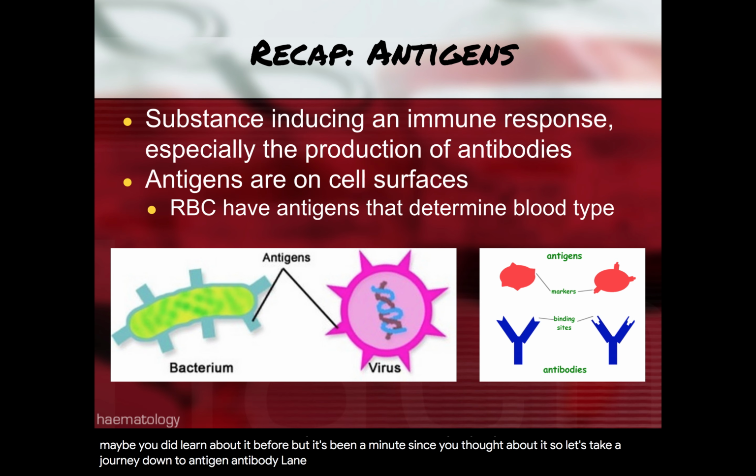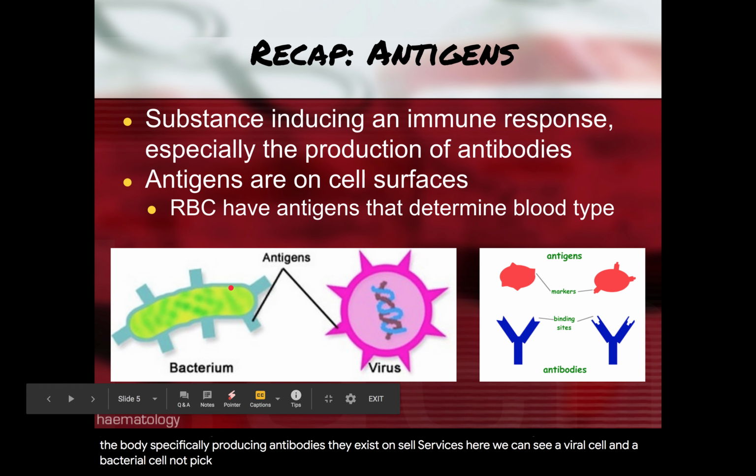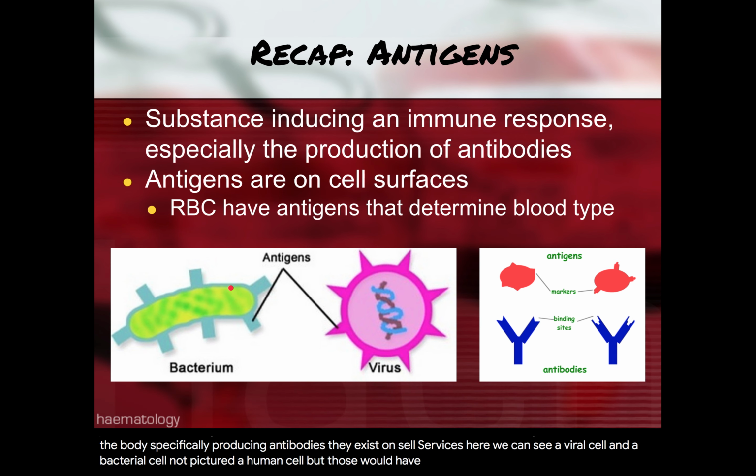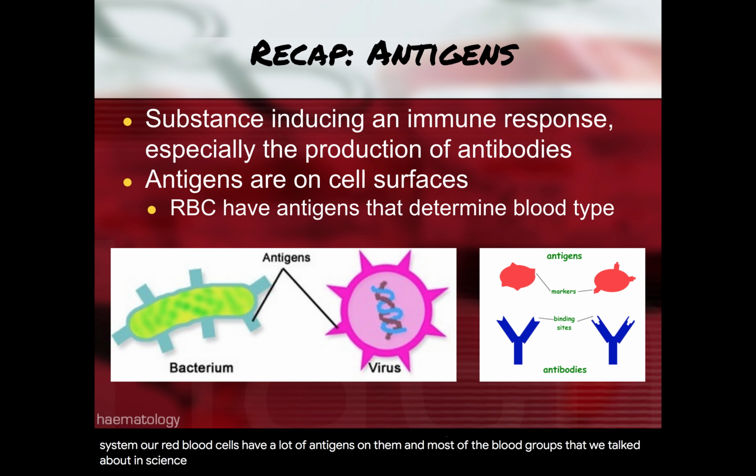So antigens are any substance that are capable of inducing immune responses in the body, specifically producing antibodies. They exist on cell surfaces. Here we can see a viral cell and a bacterial cell, not pictured a human cell, but those would have antigens on them as well. In our blood system, our red blood cells have a lot of antigens on them, and most of the blood groups that we talk about in science are red blood cell antigen groups.